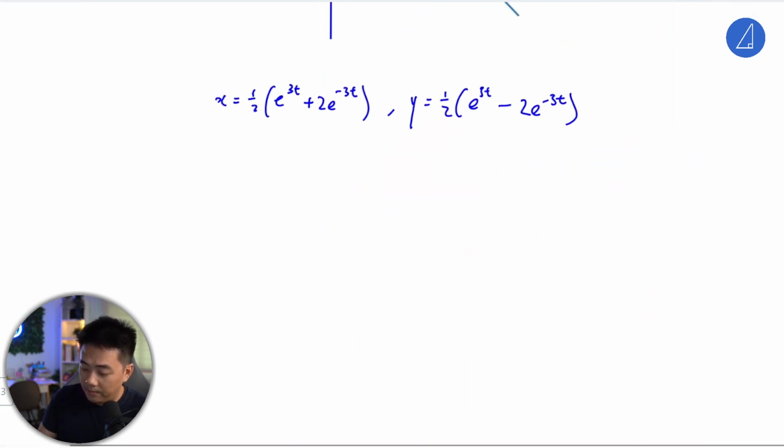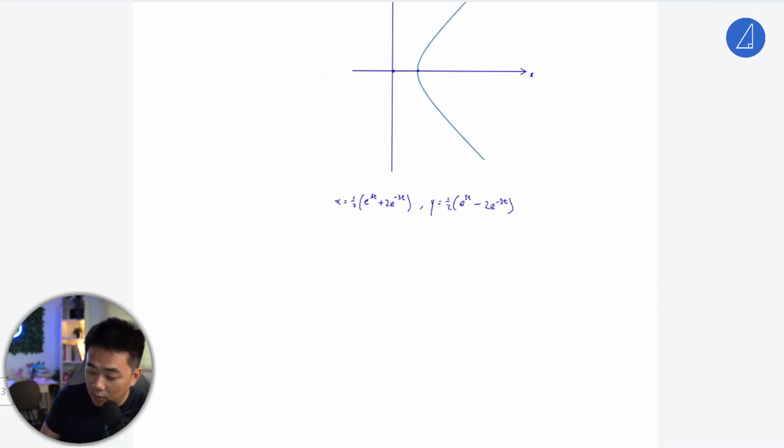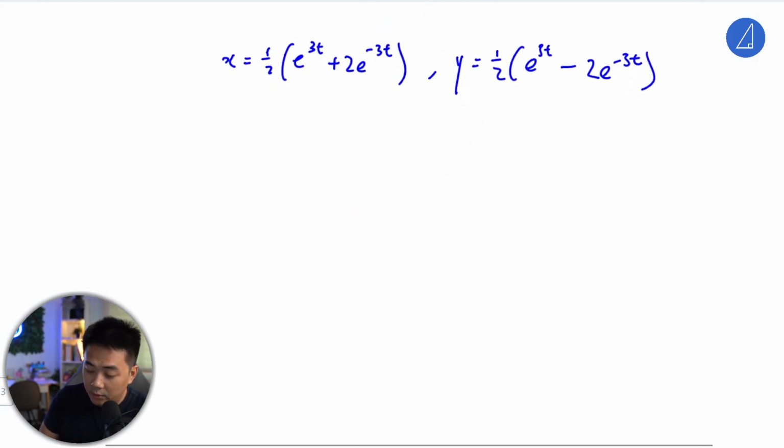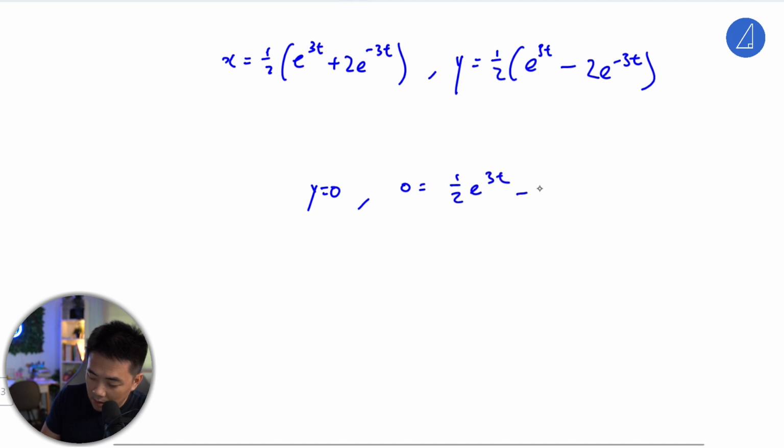So what I'm going to do is let y be 0. I want to find out what parameter corresponds to this point. If not, I really couldn't. So when y is 0, put 0 for the entire expression: 0 equals half e to the 3t minus e to the minus 3t. So this will be e to the 3t, minus 2, 1 over e to the 3t equals 0.